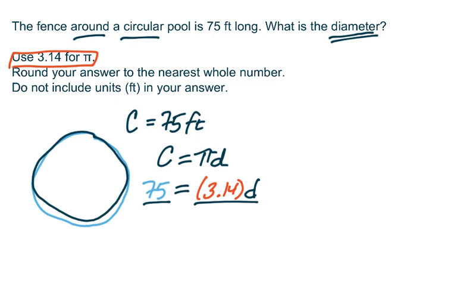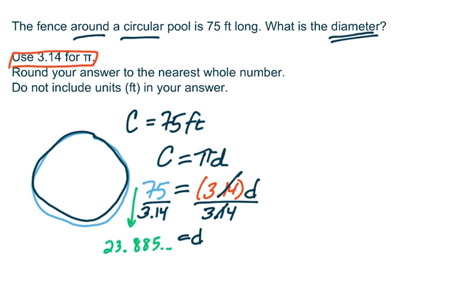I'm going to divide by the coefficient 3.14 on both sides. By doing that on both sides, it keeps this balanced. When I divide 3.14 by 3.14, it gives me a coefficient of 1, which is what I was hoping for. On the other side of the equation, I'll divide from top to bottom, just like we read. And 75 divided by 3.14 gives me 23.885, and it keeps going.